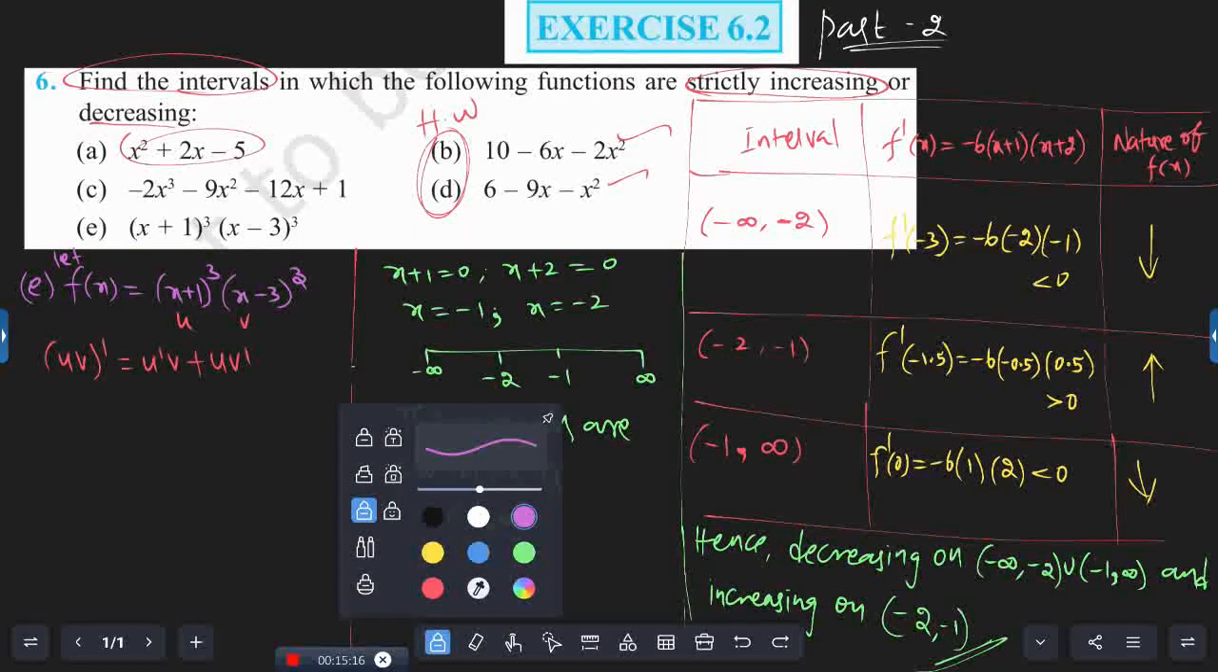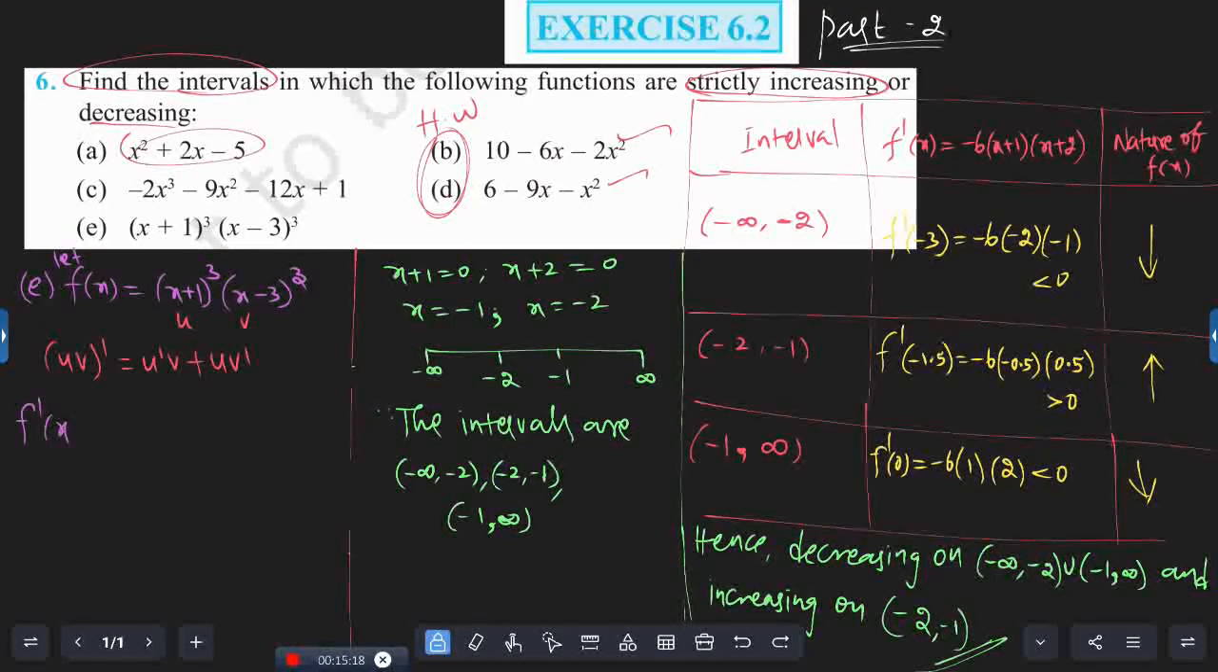Shall we start? So f dash of x is equal to u dash, that is, (x plus 1) whole cube, you have to differentiate. When you differentiate (x plus 1) whole cube, 3 will come down, (x plus 1) whole power 2, power reduced by 1, into derivative of x plus 1: x derivative 1, 1 derivative 0. Then into v, you should write as it is. This is fully u dash. Then what is the v? (x minus 3) whole cube, plus.